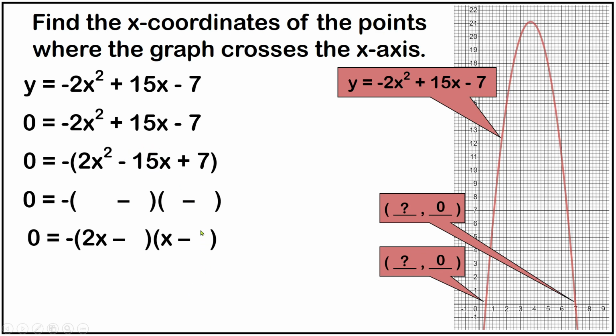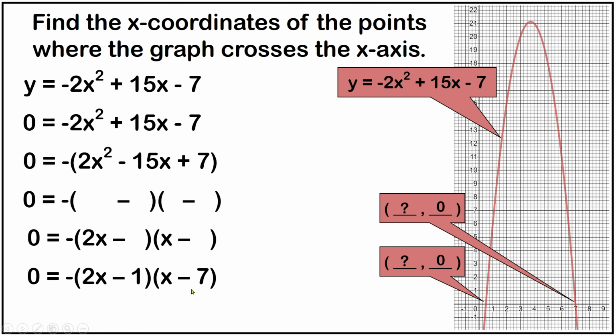But if I put the 7 here, my outers will be negative 14. And if I put the 1 here, my inners will be negative 1. And negative 1 and negative 14 is negative 15. So that'll be the right answer. So that's how I'm going to write it down. So I have 2x minus 1 as my first binomial and x minus 7 as my second binomial.